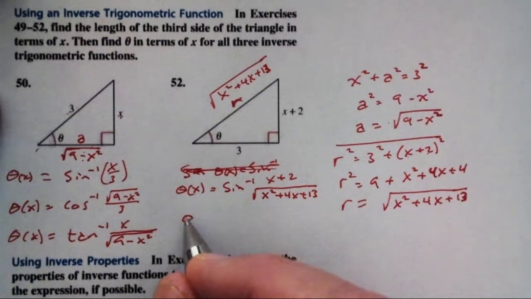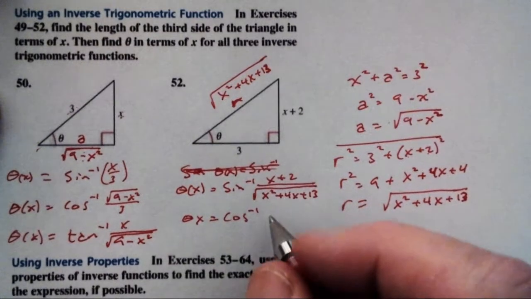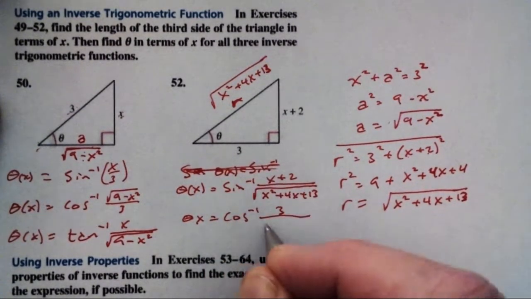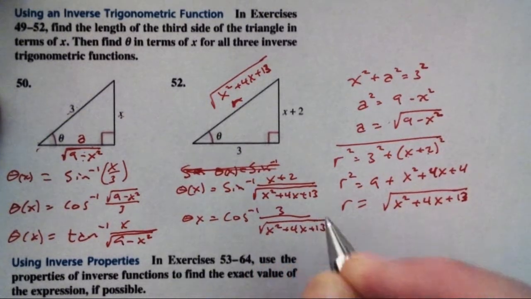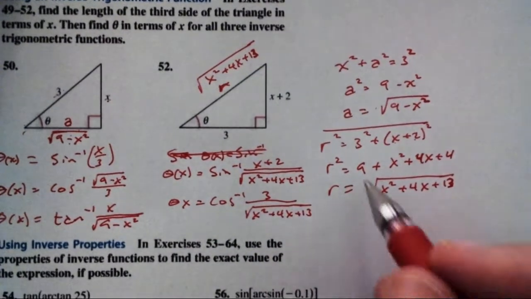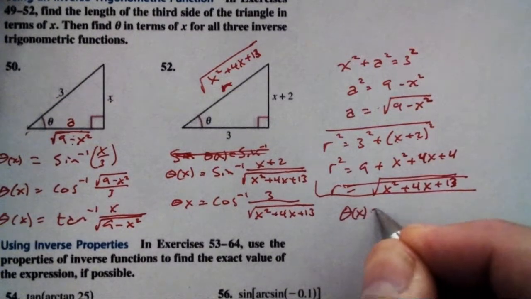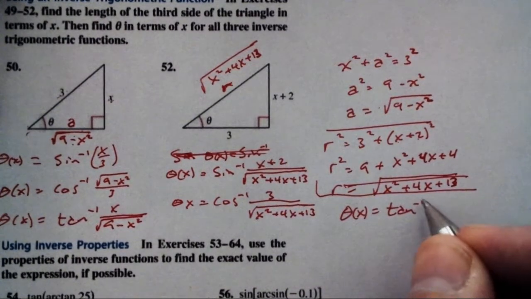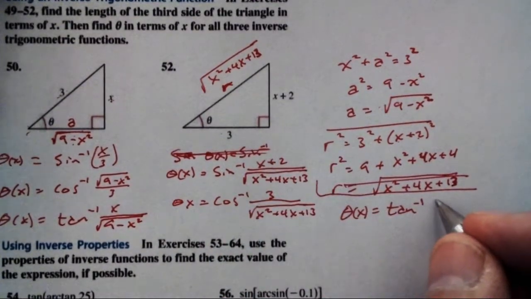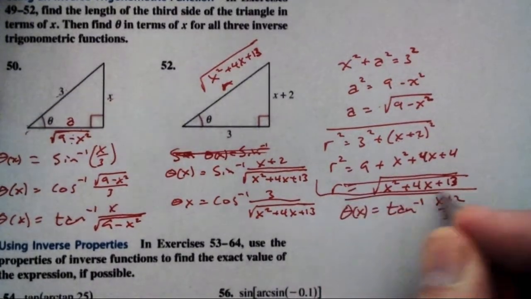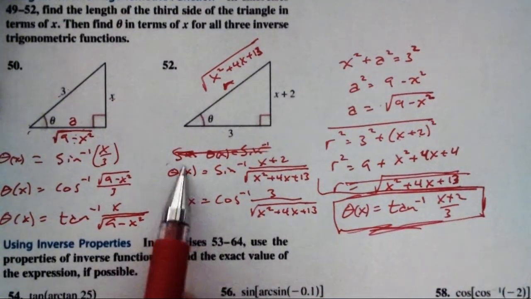Let's see if I can fit these. Theta of x in terms of cosine, I'm not going to be able to, is 3 on big square root of x squared plus 4x plus 13. And continued over here, theta of x in terms of tangent inverse. Tangents ratio is x plus 2 on 3. Okay, so there's our 3 solutions for that one.